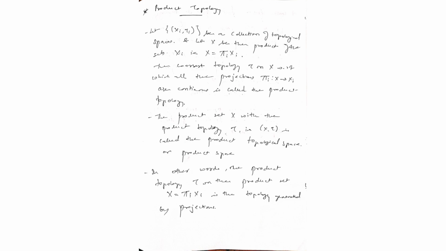Okay. Next you might have gone through product topology. So what is it? If (Xi, tau i) is a collection of topological spaces, and X is the product of the sets Xi, such that X can be written as the product over i in I of all the Xi's, then the coarsest topology tau on X with respect to which all these projections, pi i from X to Xi, are continuous.